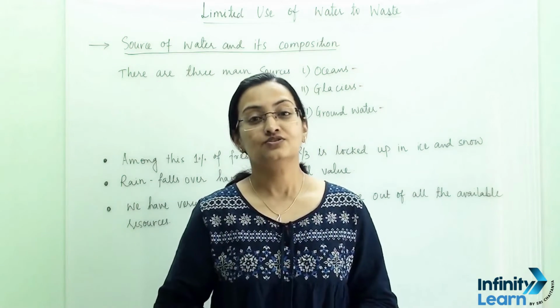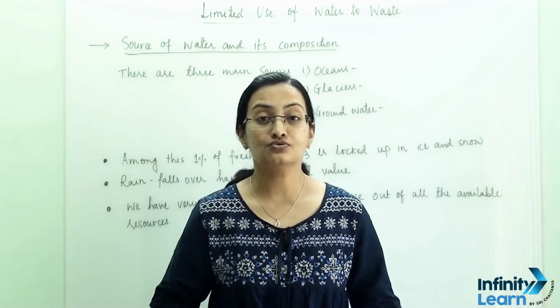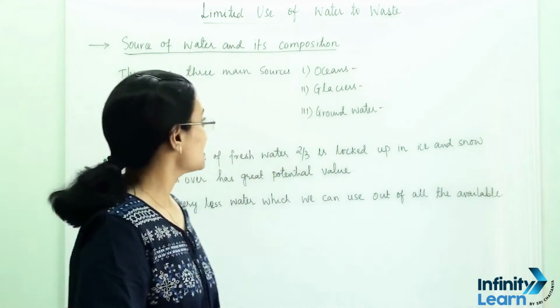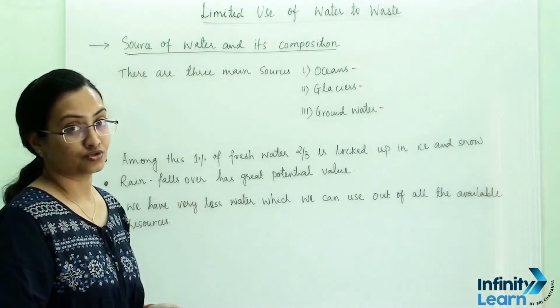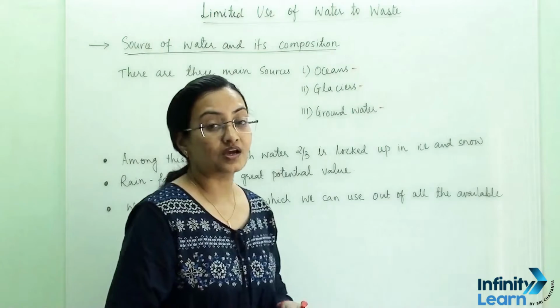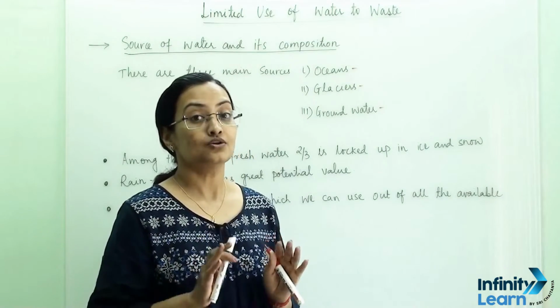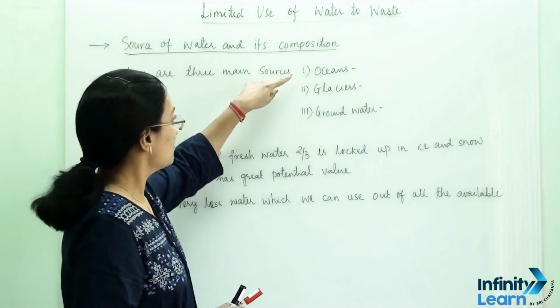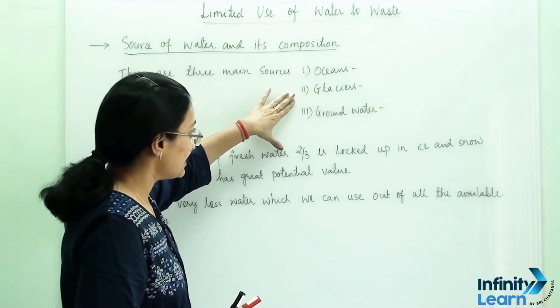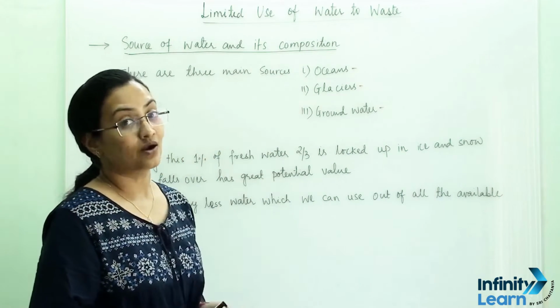Welcome students. Today we are going to learn about limited use of water to waste. So let us start our chapter with source of water and its composition. From where all are we getting the water which we are using? First of all, let us consider these three main sources. First is oceans, second glaciers, and third is groundwater.